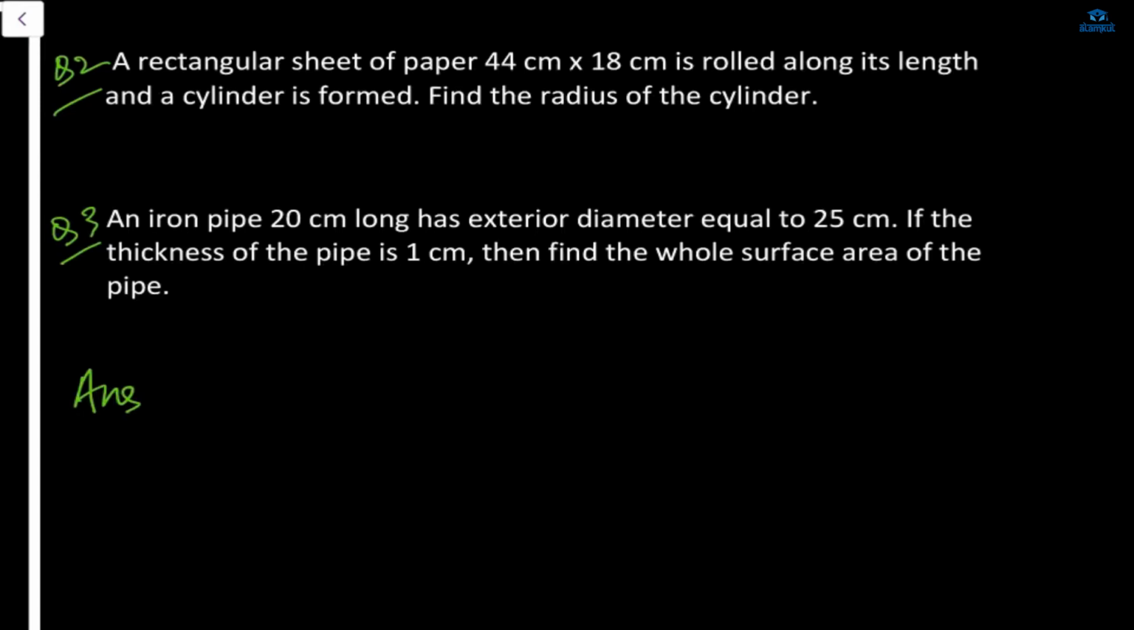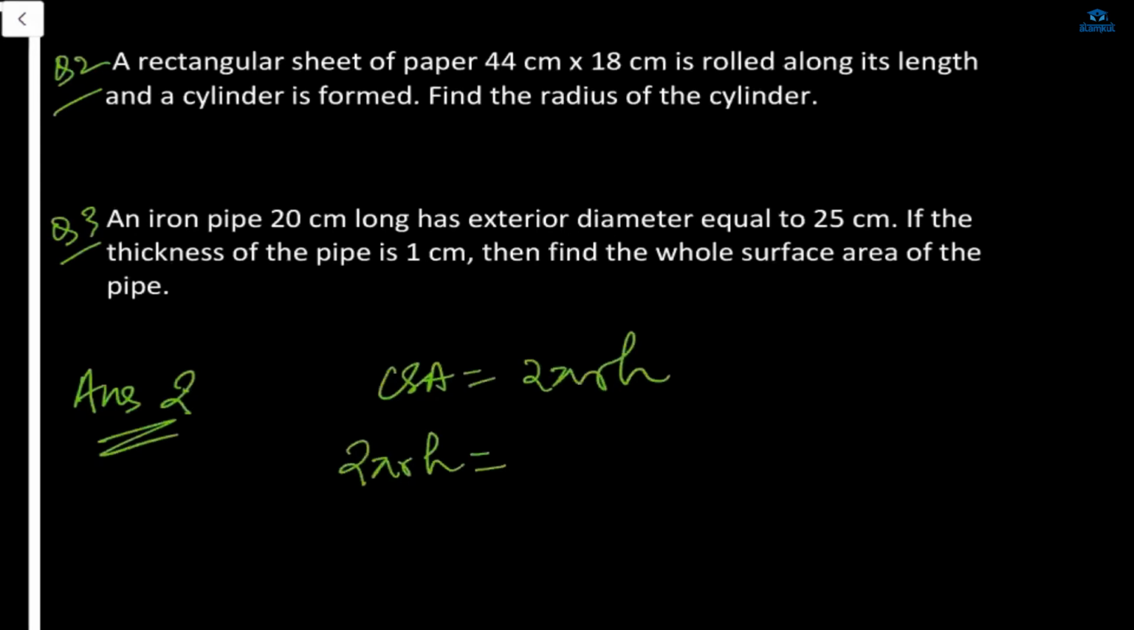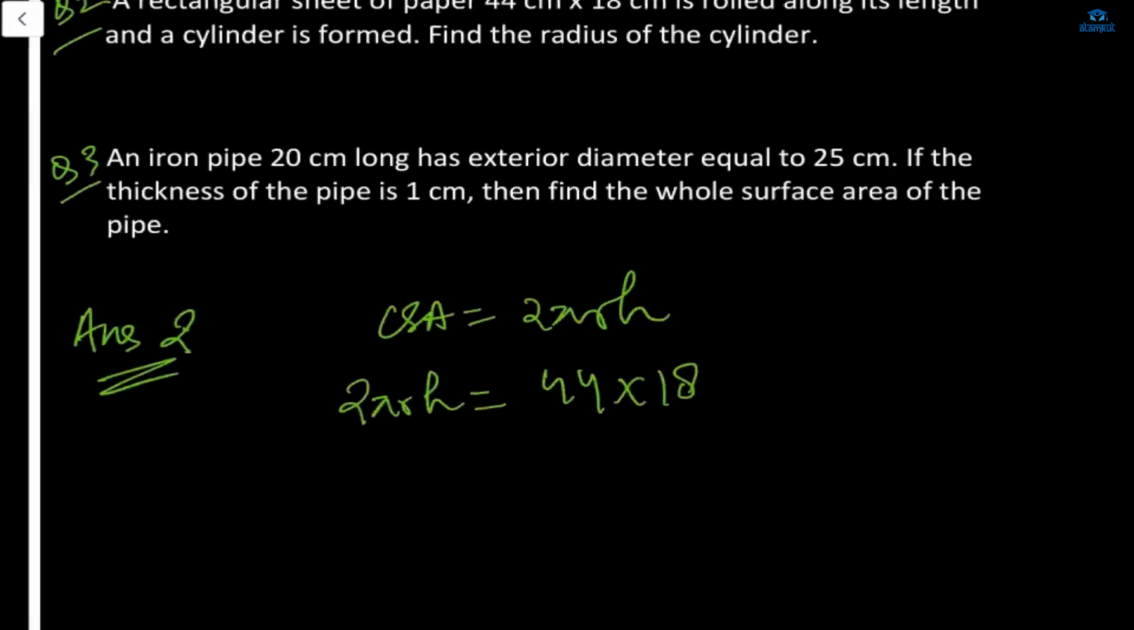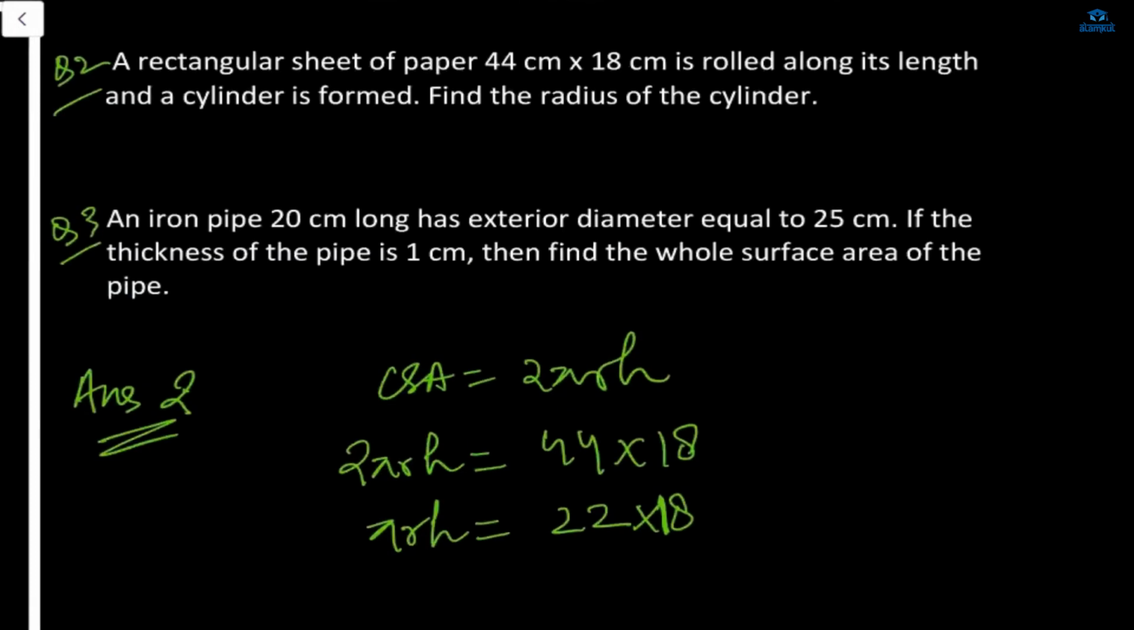For the second question, your 2 pi r h will be equal to 44 into 18, because this will be used only for your rectangular sheet. The rectangular sheet's area will be equal to this. The question: a rectangular sheet of paper 44 centimeter into 18 centimeters is rolled along its length and a cylinder is formed. Find the radius. We always write length into breadth.